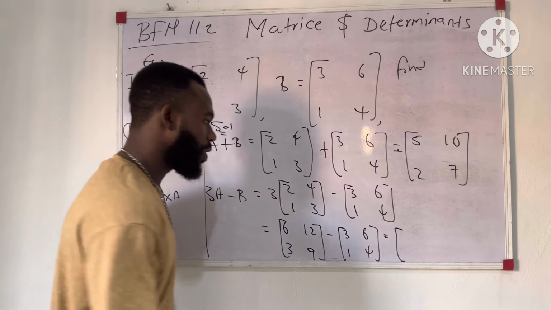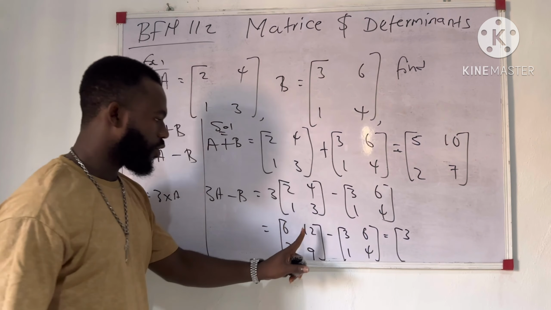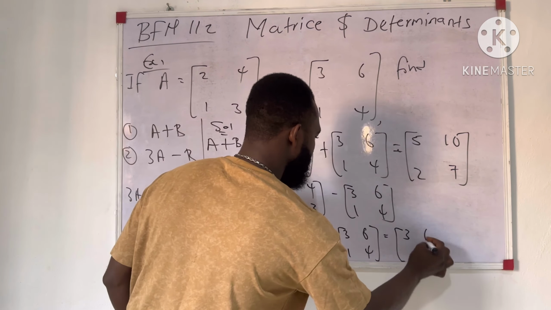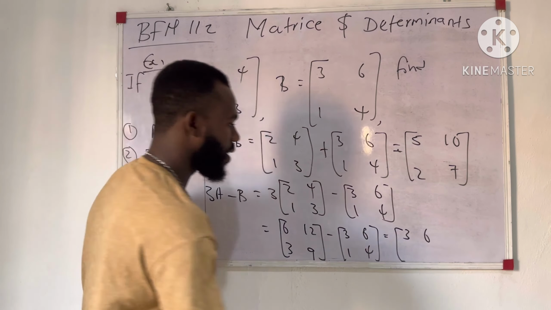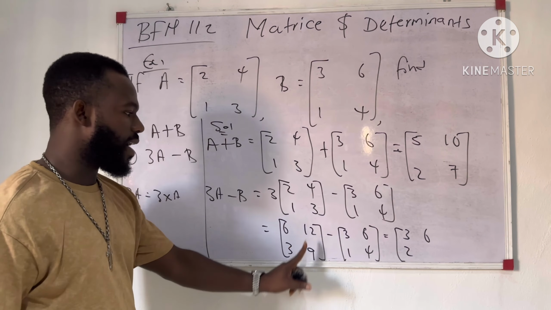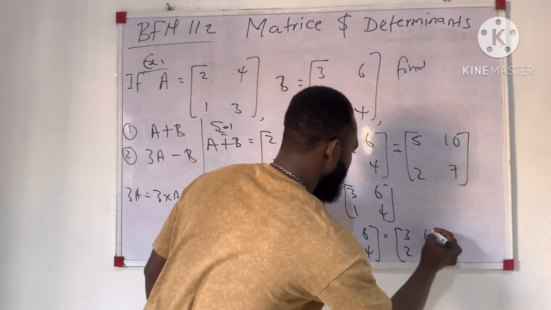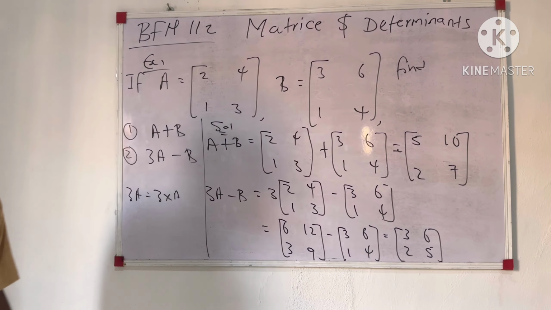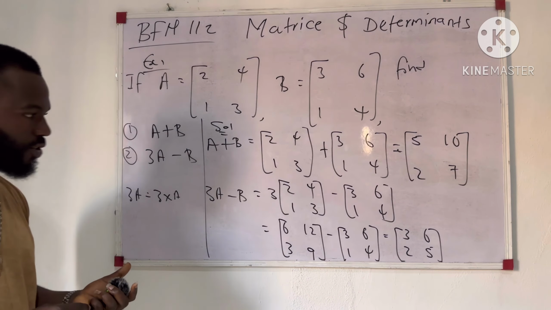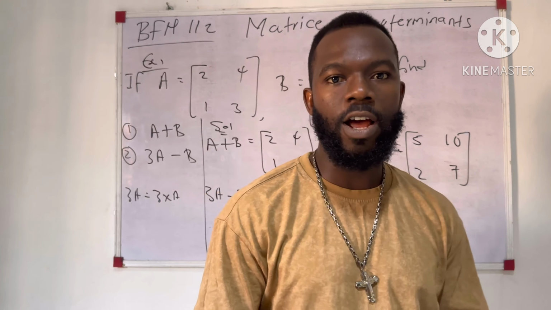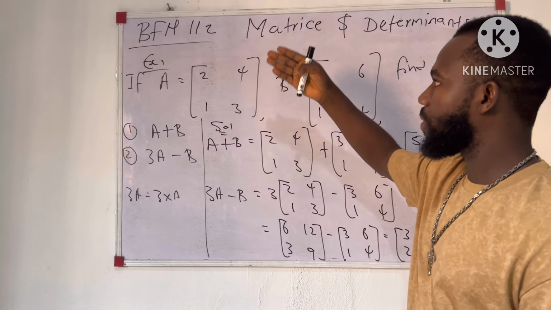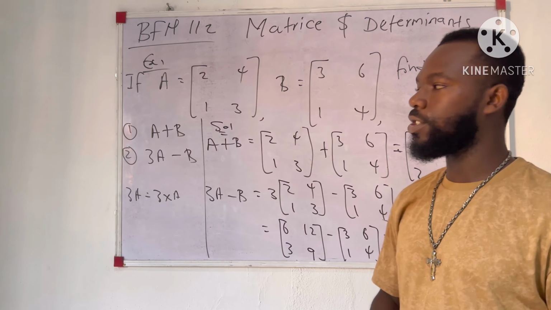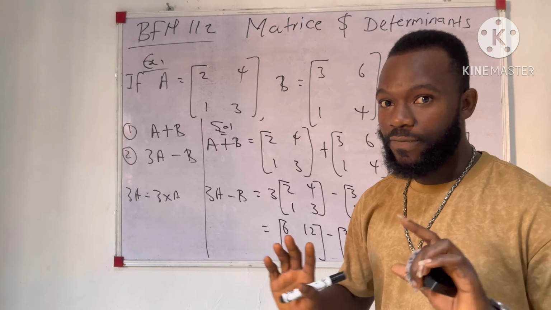6 minus 3 gives us 3. 12 minus 6 gives us 6. 3 minus 1 gives us 2. And lastly, 9 minus 4 gives us 5. So this becomes the answer to question number 2. So class, this is how you can solve problems on addition and subtraction of matrices. It's very, very easy.